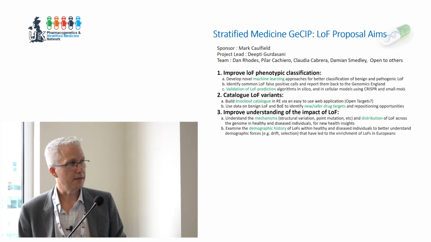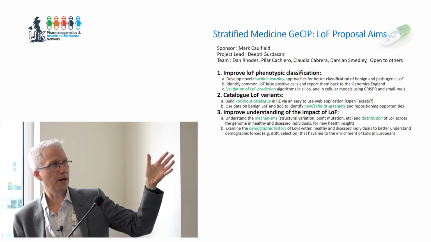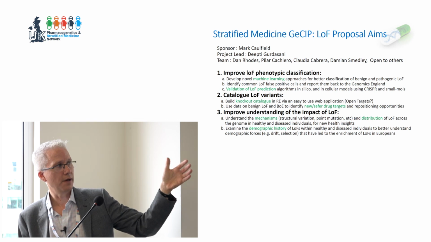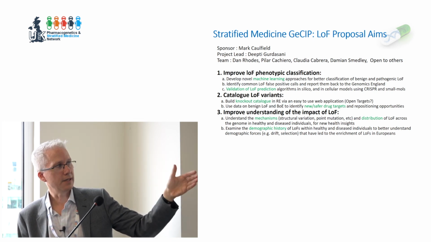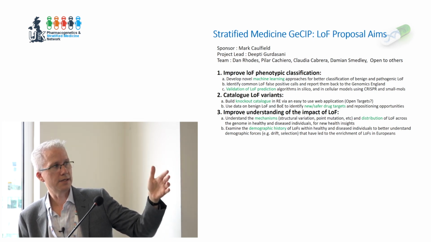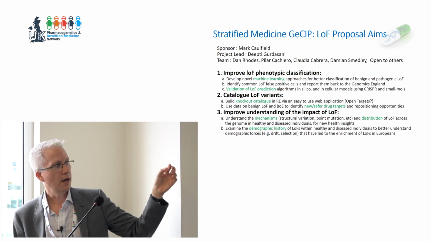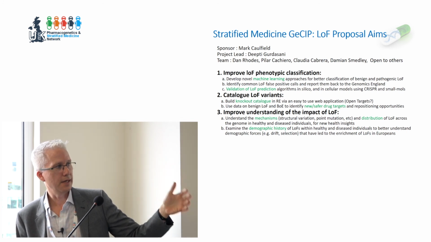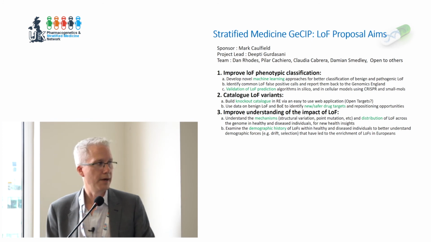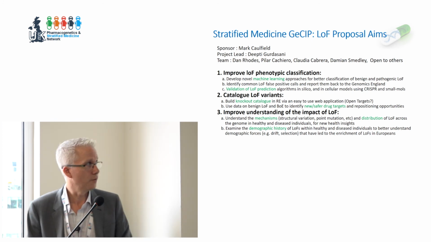And here's just an overview of the GSIP proposal. It's in the safe haven. But essentially, we're talking about improving the classification of LOF using machine learning, validating the LOF using in silico and cellular models, cataloging the variants, and then improving understanding of the variants at population level.